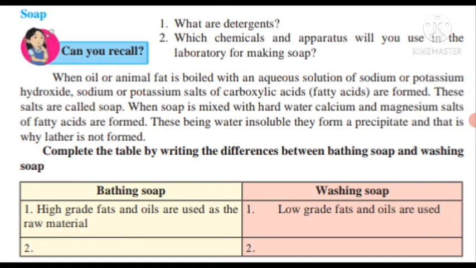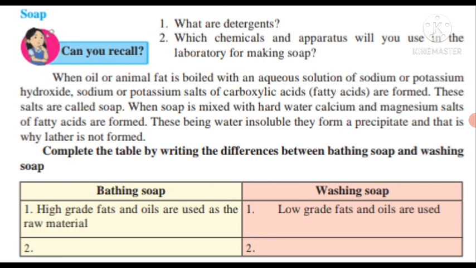When soap is mixed with hard water, calcium and magnesium salts of fatty acids are formed. These being water insoluble, they form a precipitate, and that is why lather is not formed in the water.